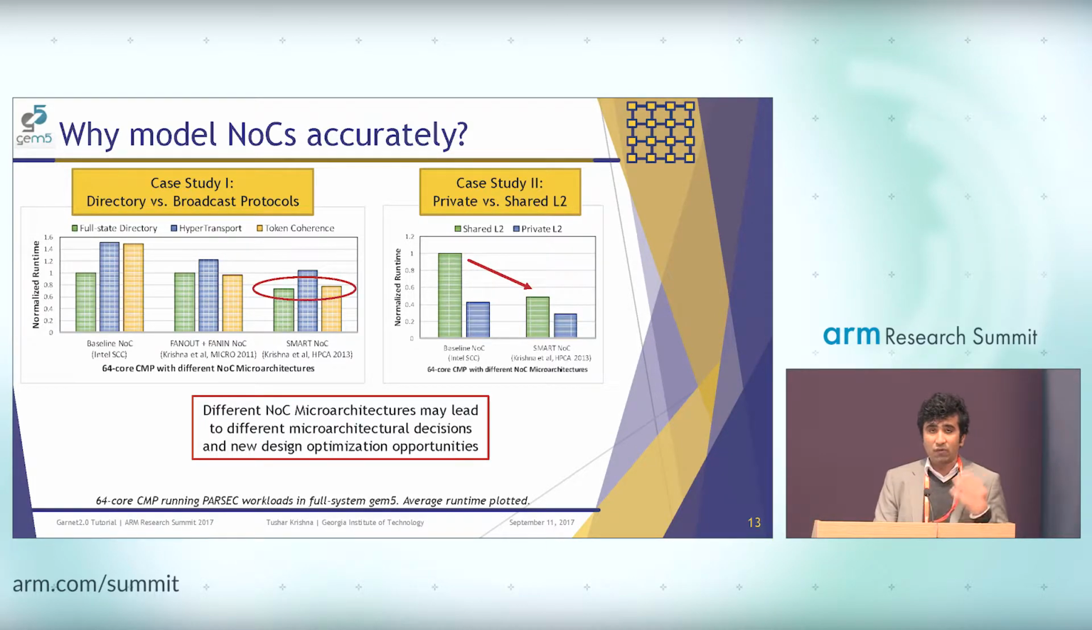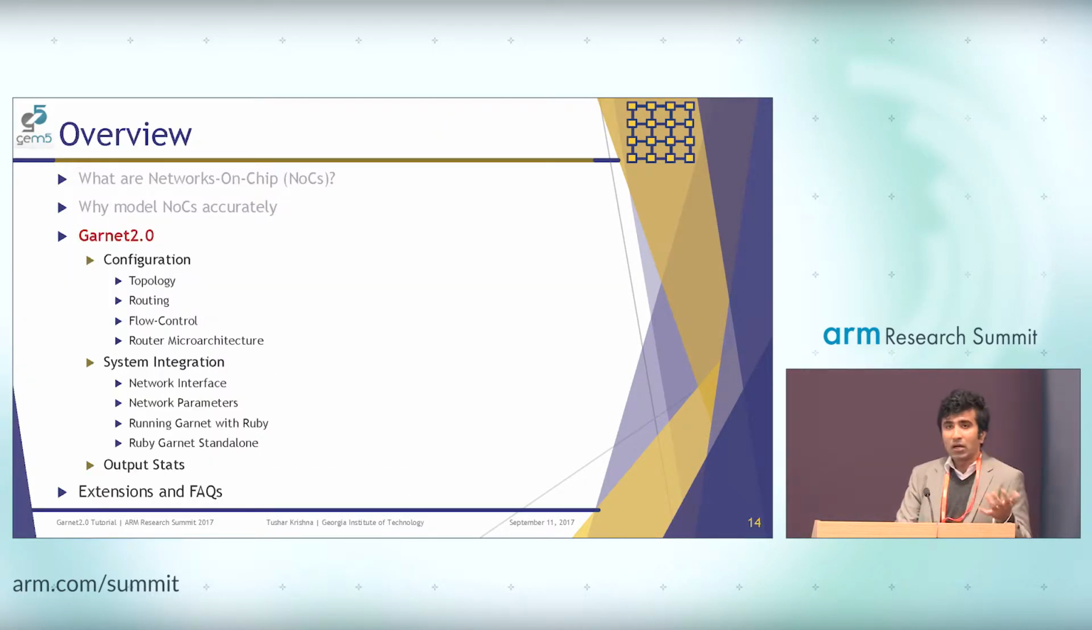But again, if I have a network that lets me go that distance very easily and quickly, I might have scenarios where a shared cache actually performs very close to a private cache and at the same time gives me the benefit of no replication. So the point I wanted to make is different NOC microarchitectures may lead to different microarchitectural decisions and open new design optimization opportunities. And this is what Garnet aims to enable.